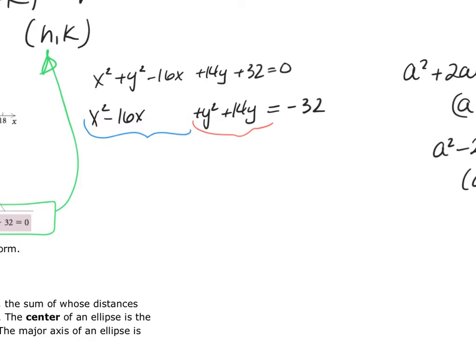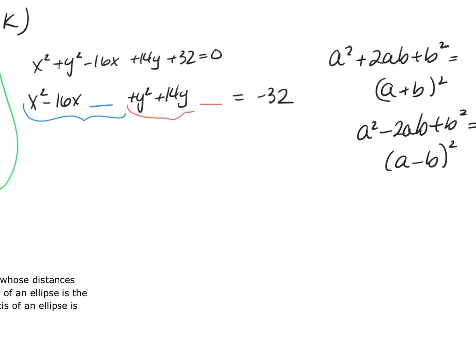The way in which I do that is I figure out what I need to add right here. Let me just erase this so I can move this over a little bit. What I need to add right here. So what I add to one side, I better add to the other. So I need to figure out what I need to add here and here.